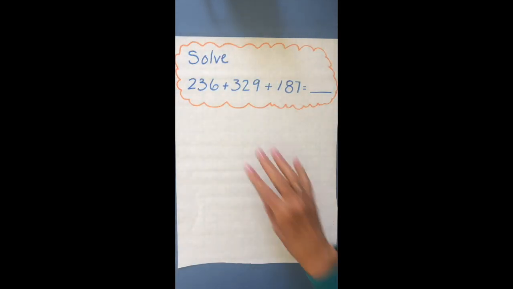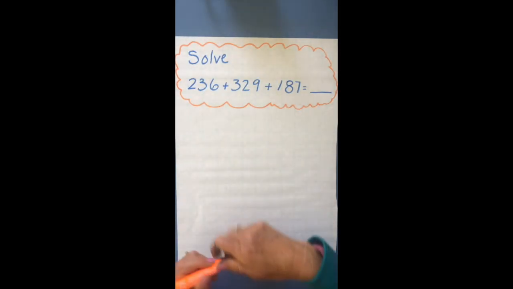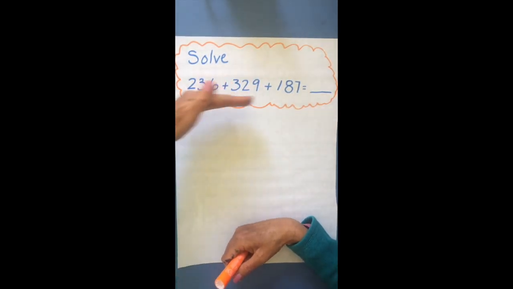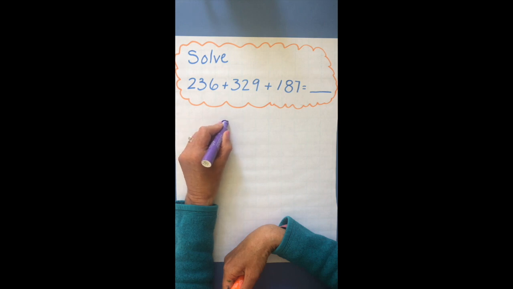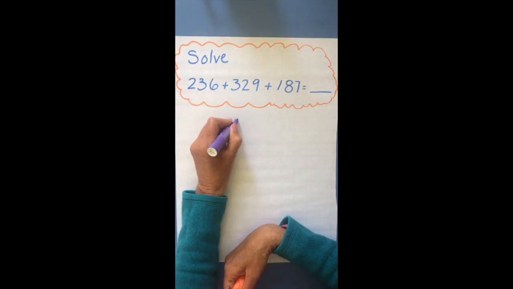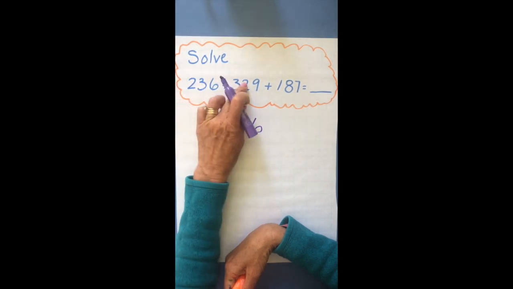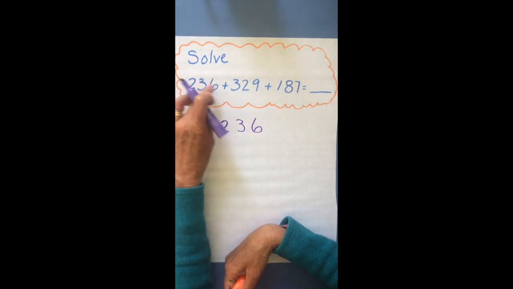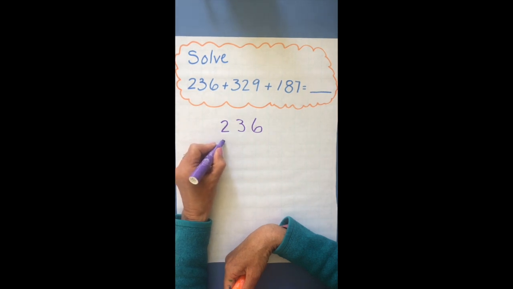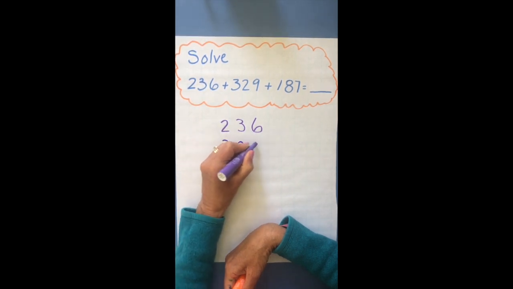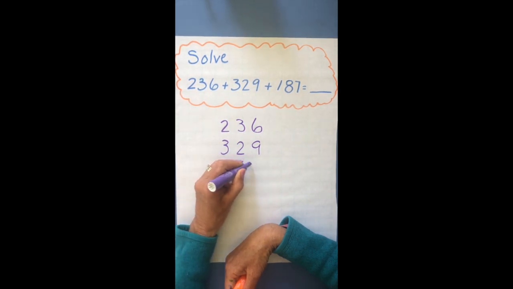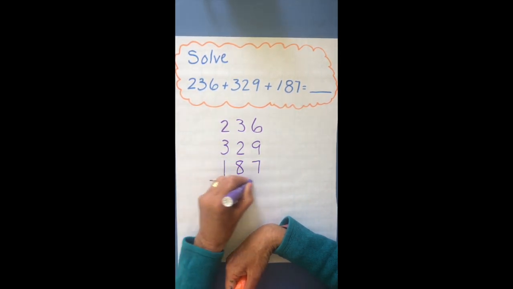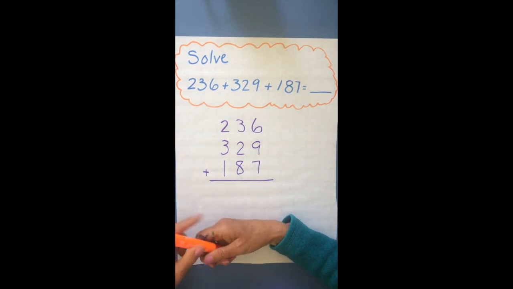Next problem, solve. So again, they're trying to trick you writing this horizontally. You really should rewrite it vertically so you can put it in a place value chart. So I'm going to write the first number, 236. Notice how I just start with the first one. I don't go to the biggest. I just start with the first, then I go to the second and write it. And then I write the third. And that's because when I go to subtraction, that will help me.